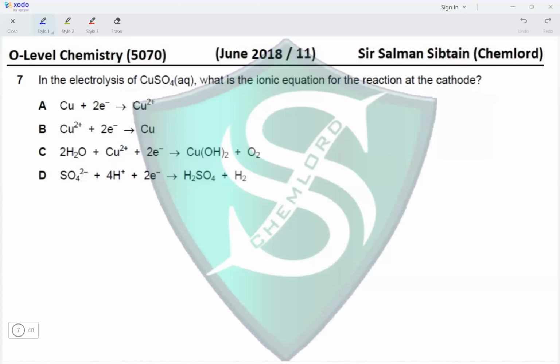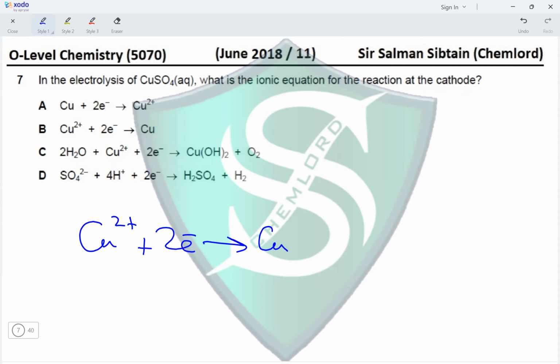Question 7. In the electrolysis of copper sulfate aqueous, what is the ionic equation for the reaction at the cathode? Cathode is where reduction takes place. We have got Cu2+ ions present, which are less reactive than hydrogen. Thus, they will undergo reduction. They will accept 2 moles of electrons, producing copper metal.